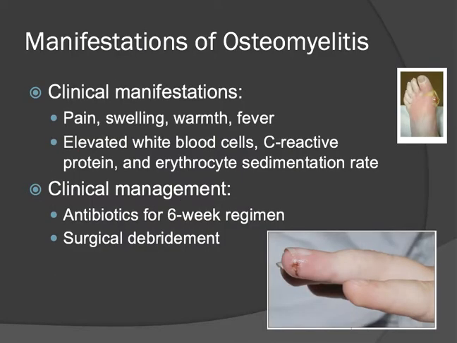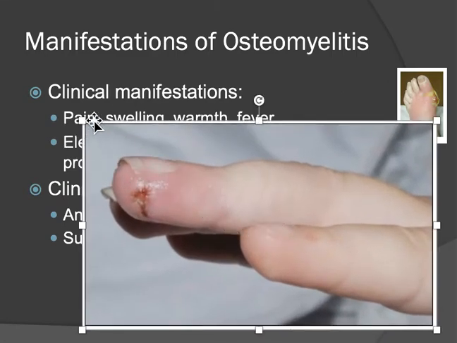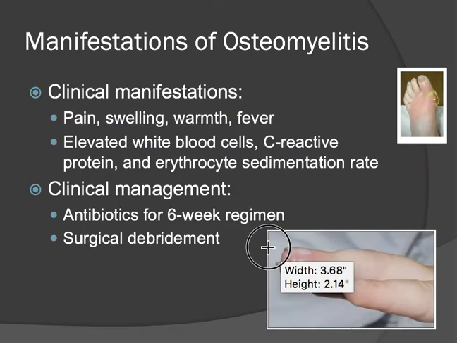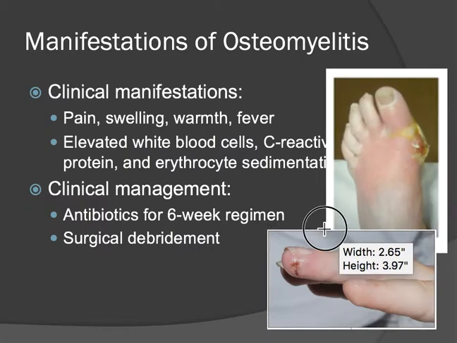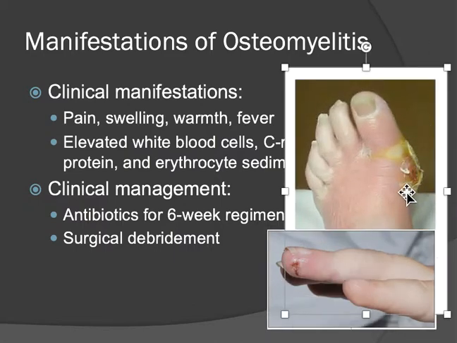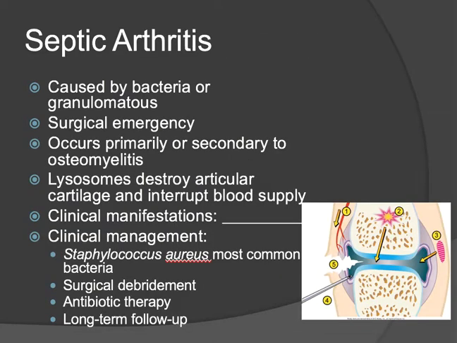Some of the manifestations of it, now this is from an injury here. This is probably like a, who knows, maybe a cat scratch or something. Clinical manifestations are the same as what we see with adults. We go in and do surgical debridement. Here's another osteomyelitis. I have lots of pictures here. Antibiotics for 6 weeks, like I said, same as with adults.